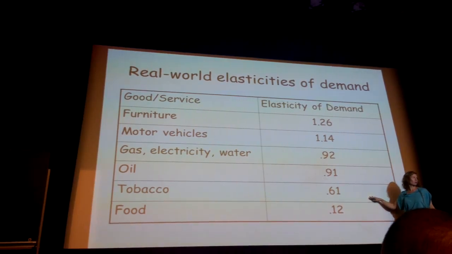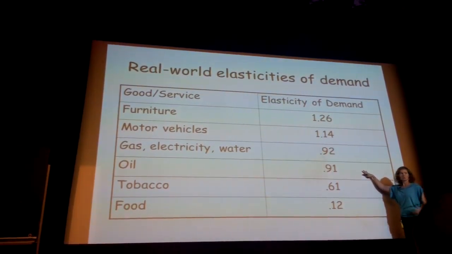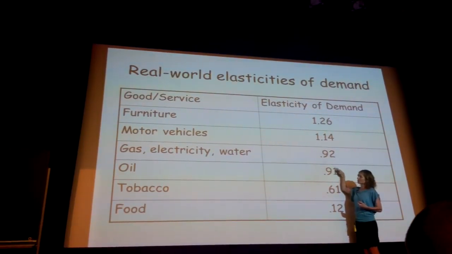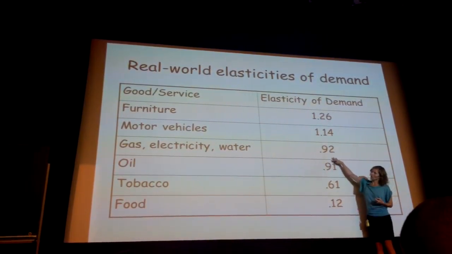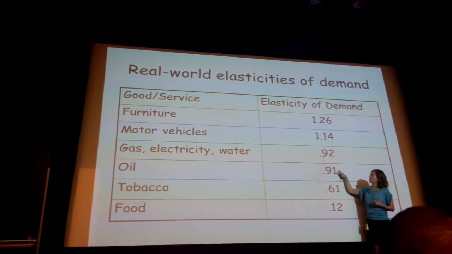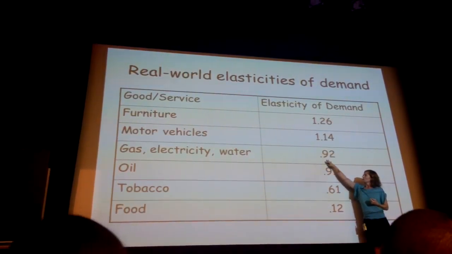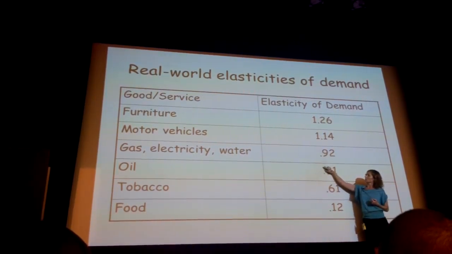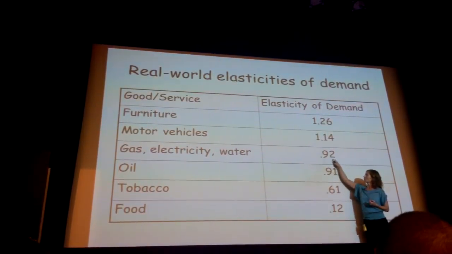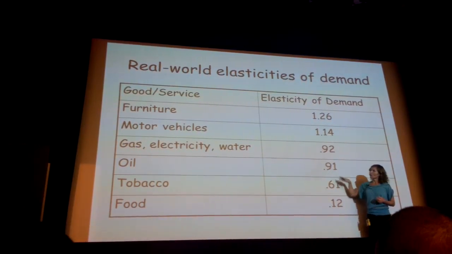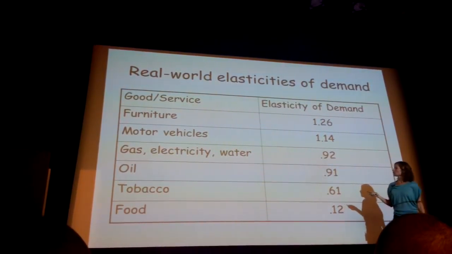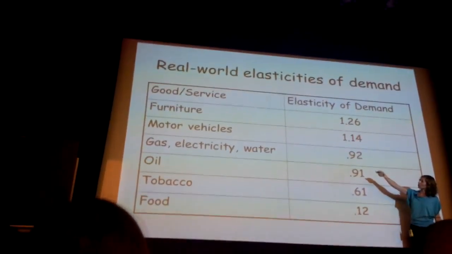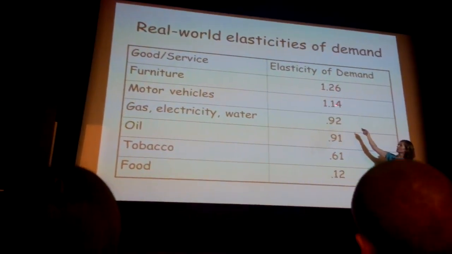Oil is used in gasoline. Oil, gasoline, electricity, and water are goods where we are a little bit price sensitive, but relatively speaking, we still have a relatively low elasticity of demand for them. In other words, demand is inelastic. What are goods that have an elastic demand, where the elasticity of demand is greater than 1? Motor vehicles and furniture are goods that tend to have a higher elasticity.